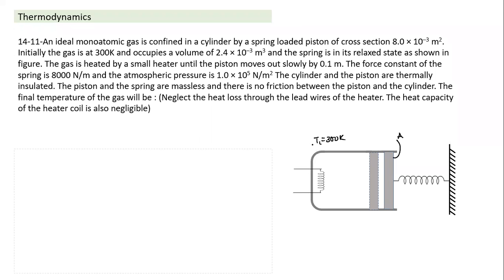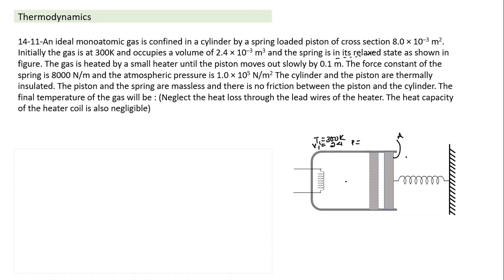And initial volume also is given. It occupies a volume of whatever. I'll not write the volume. Volume is given. And initially, the spring is in its relaxed state. What is the significance of the fact that it's in the relaxed state? What can we conclude from that? If it is in a relaxed state and the whole thing is kept in the atmosphere, the gas pressure has to be equal to atmospheric pressure.